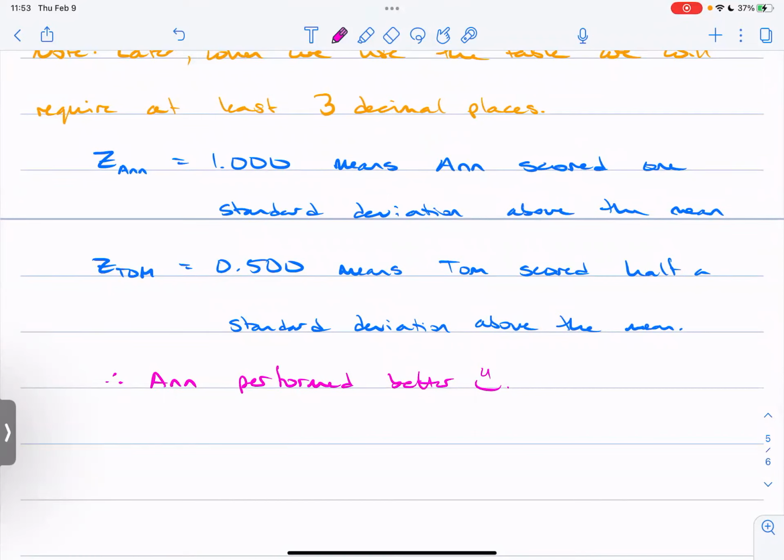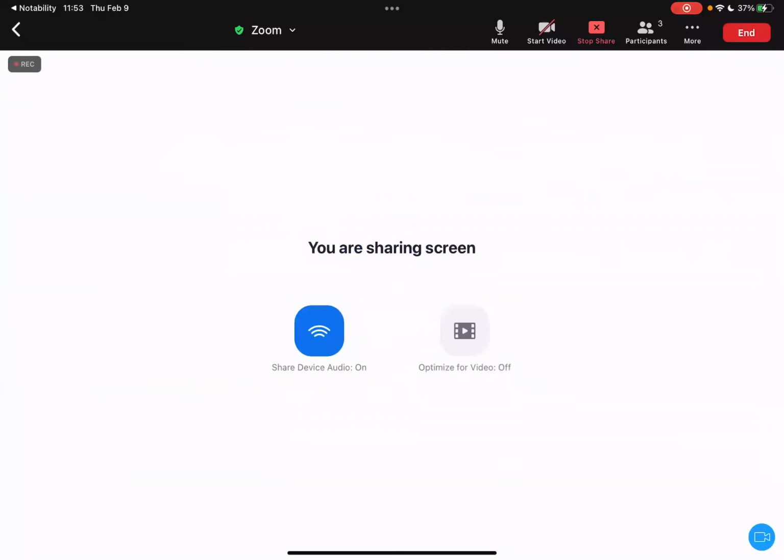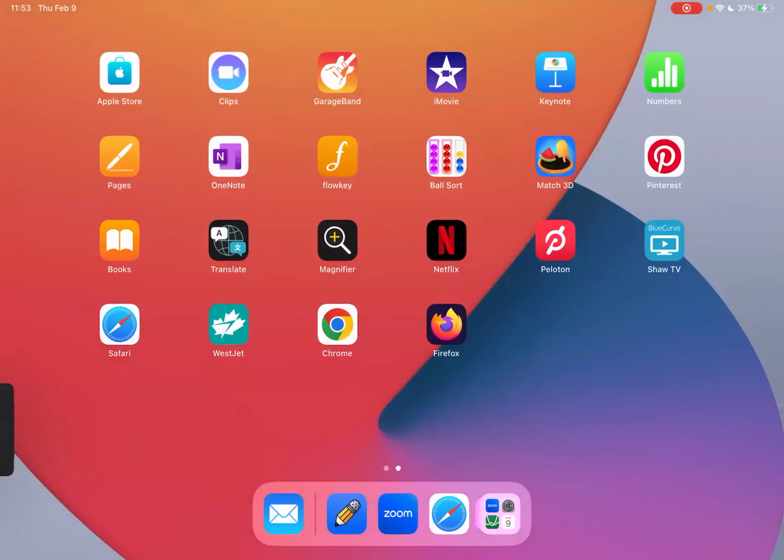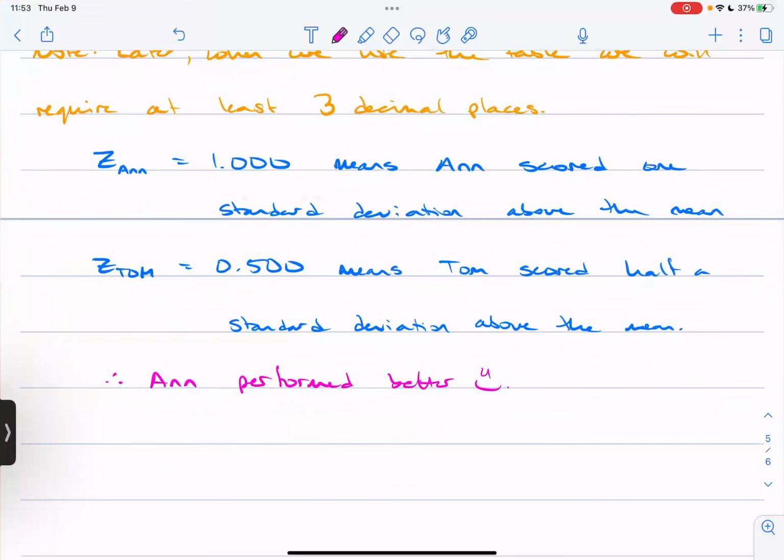Yes, so basically, Z score means it is standardizing the value between different distributions, right? That's right. So when the two distributions are totally different from each other, the Z score standardizes the two different distributions so that we can compare both of them, right? That's right. Okay. Good.